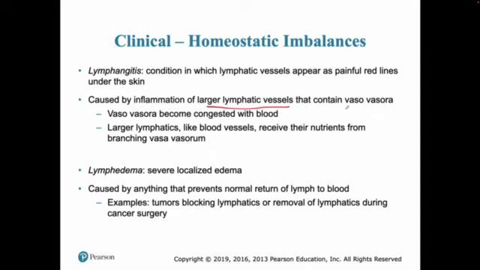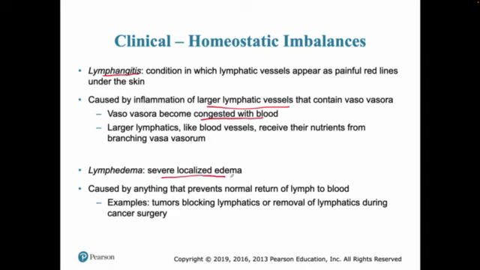So when there is some form of congested blood in this cluster of small blood vessels, that will also put pressure on the lymphatic vessels. Larger lymphatics, like blood vessels, receive nutrients from the branching of the vasa vasorum as well. So any congestion in these smaller vessels, which are connected to the lymphatic system, might cause inflammation in the lymph system. In that case, we call that lymphangitis.